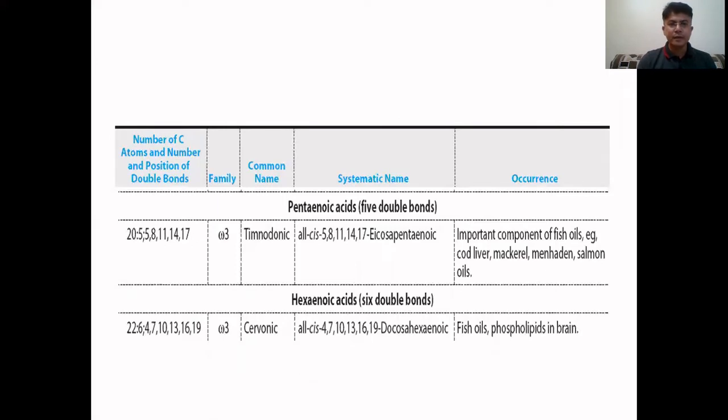Eicosapentaenoic acid is a polyunsaturated fatty acid having 5 double bonds. Docosahexaenoic acid has 6 double bonds, and so on. These are the polyunsaturated fatty acids found in fish oils. So fish oils, such as cod liver oil, contain eicosapentaenoic acid. Docosahexaenoic acid is found in fish oils and in phospholipids in the brain.